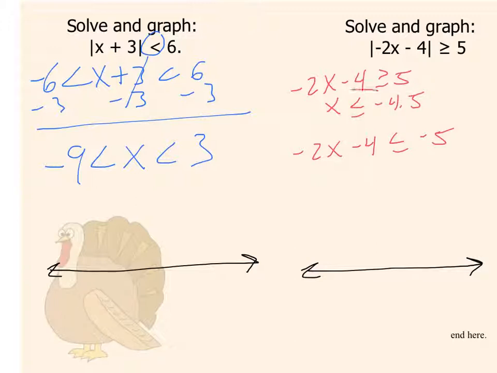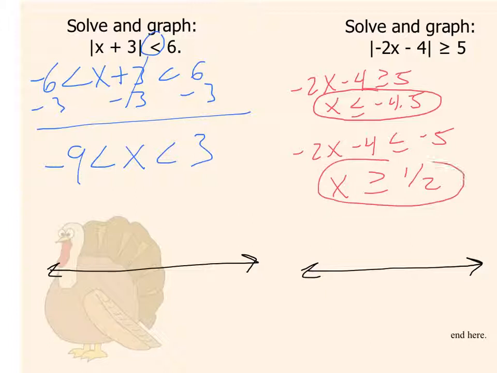Okay, so that's one interval of solutions. x less than or equal to negative 4.5. This one will also change directions. x greater than or equal to 1/2. Again, if you need to take a little more time to work those through, feel free to do that.